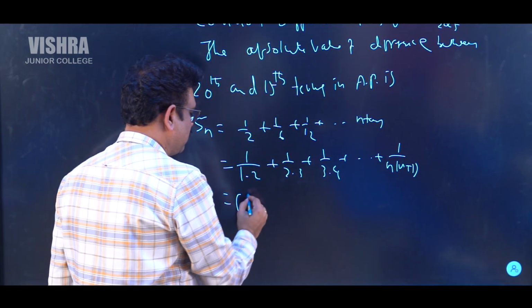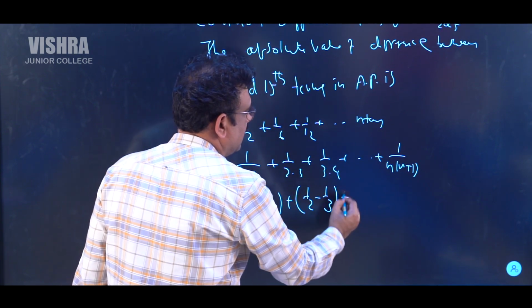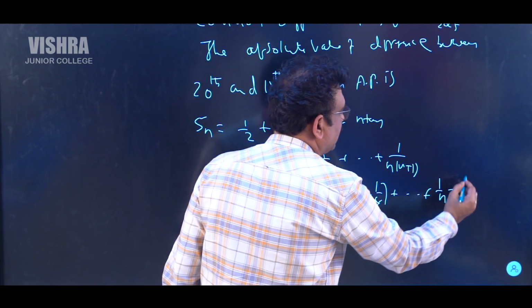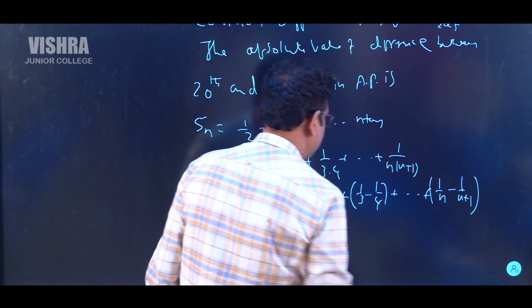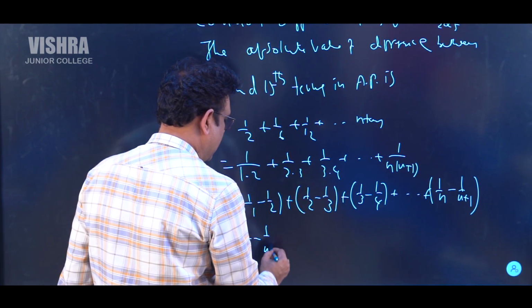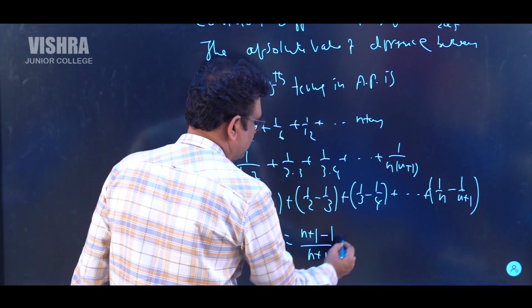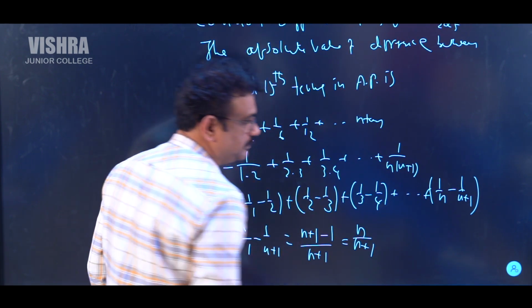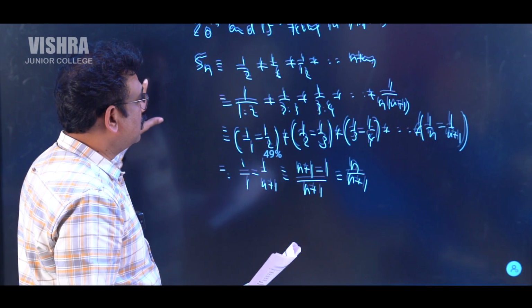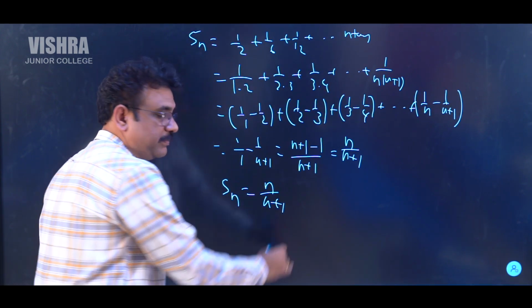So you can write this as 1 by 1 minus 1 by 2, plus 1 by 2 minus 1 by 3, plus 1 by 3 minus 1 by 4, plus up to 1 by n minus 1 by n plus 1. Now adding these, we get 1 minus 1 by n plus 1, that is equal to n plus 1 minus 1 by n plus 1, that is equal to n by n plus 1. So Sn is equal to n by n plus 1.